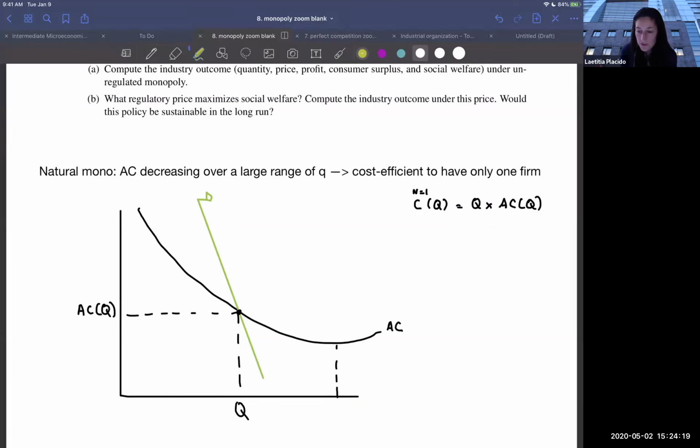If we want to represent this value on the graph, it's this area here. So the yellow area is the value of the total cost of producing quantity Q in that market.